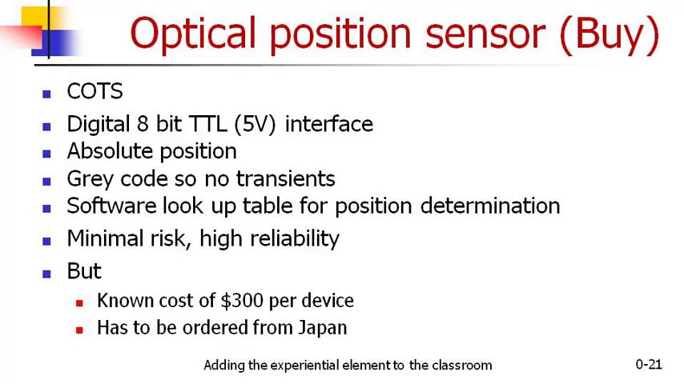So the third choice was an optical position sensor. It was a commercial off-the-shelf device. It was digital. It had an 8-bit TTL interface. It gave you the absolute position. It was gray code, so there were no transients. I mean, it was obviously designed as a position sensor. And you could easily use a software lookup table for position determination. Simple, minimal risk, high reliability, but each unit cost $300, although the quantity discount did bring it down. And we were in Israel, and it had to be ordered from Japan. Those were the choices.